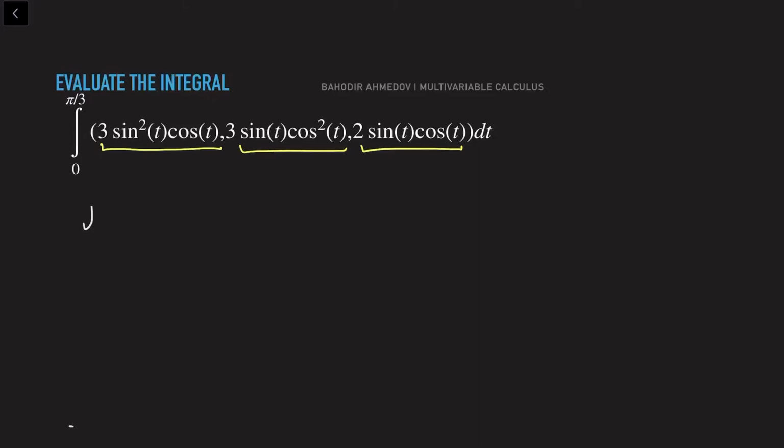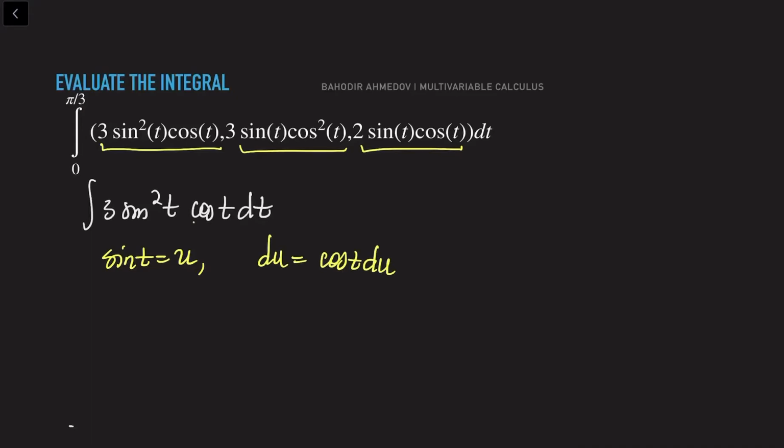So the integration of 3 sine square of t cosine of t dt from 0 until pi over 3 can be done when we are making the notation. For example, sine of t is going to be u, then du is going to be cosine of t dt, right? So we are going to substitute this part as du, and this is going to be u squared. So it is going to be equal to the integration of 3u squared du. Its integration is u cubed. We can just resubstitute this back. It's going to be sine cube of t.